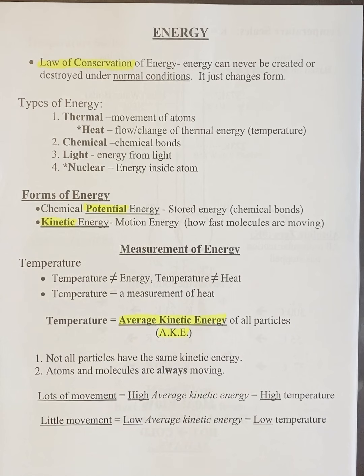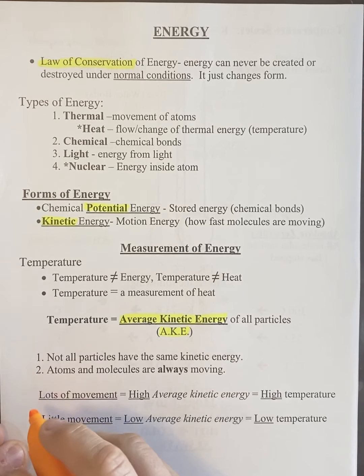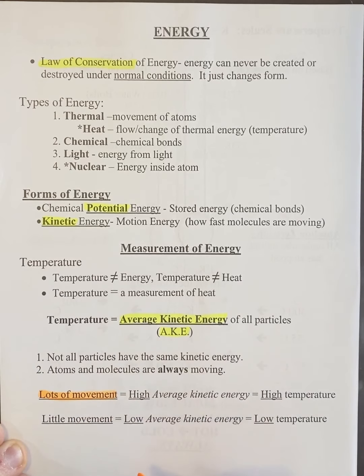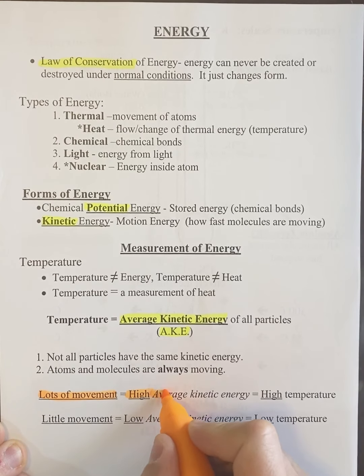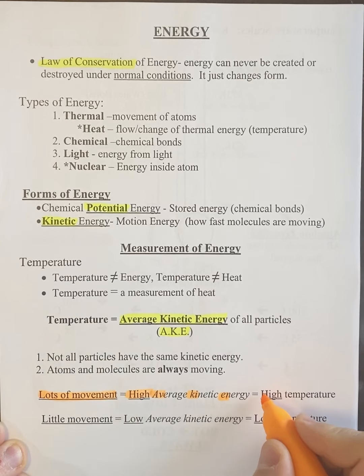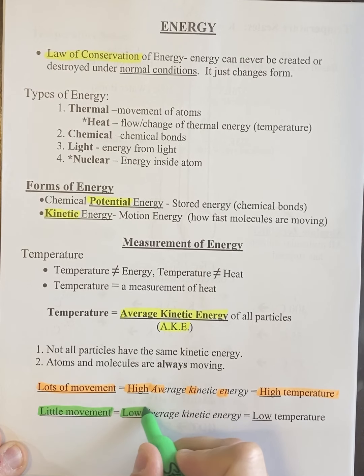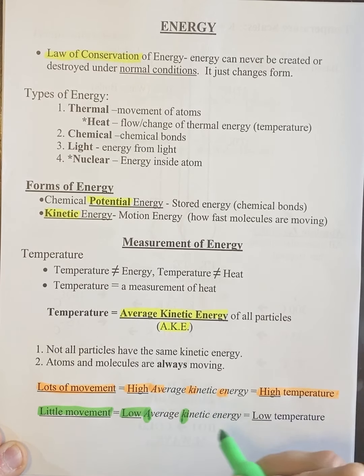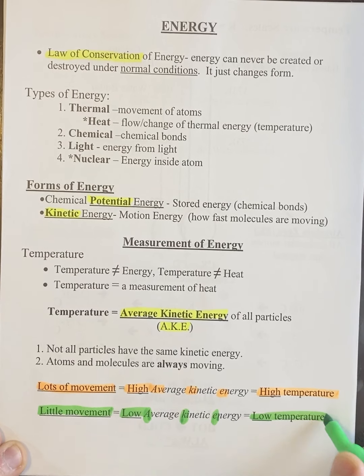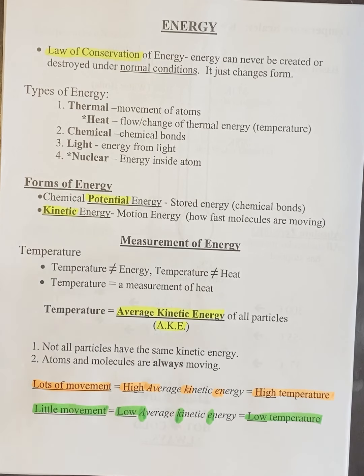All right. And if we go a step further, we can say, if we've got lots of movement, then we have a high average kinetic energy, which means high temperature. And if we have very little movement, then that means we have low average kinetic energy, low temperature. All right, so that's pretty much it. So if the molecules are really moving very fast, we would call that hot. And if they're moving really slow on average, then we call that cold.